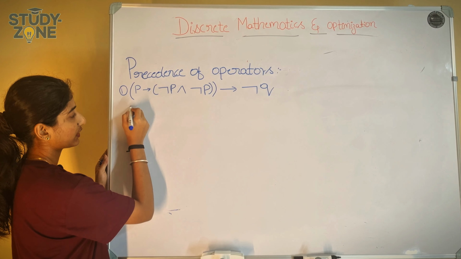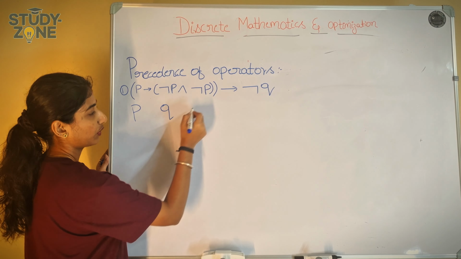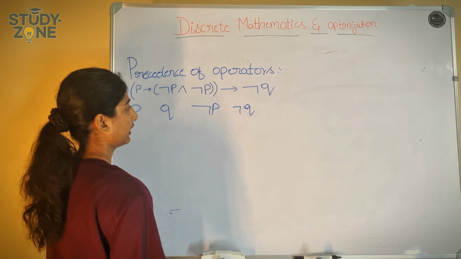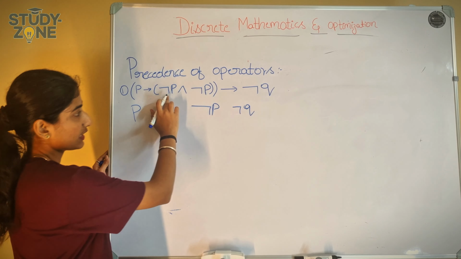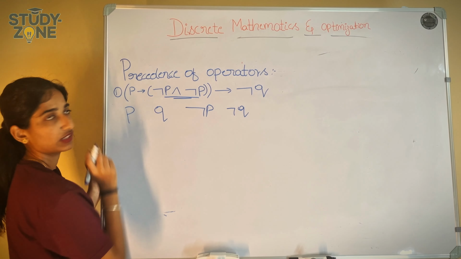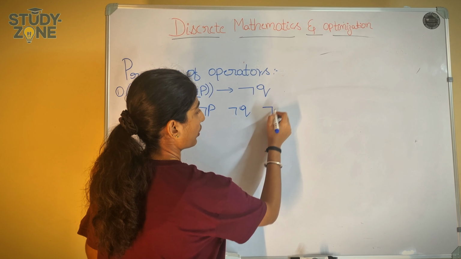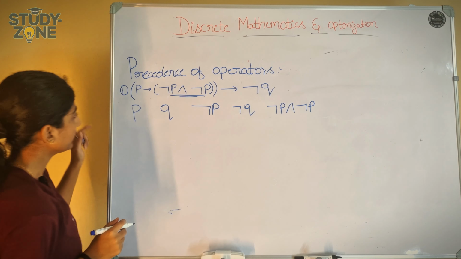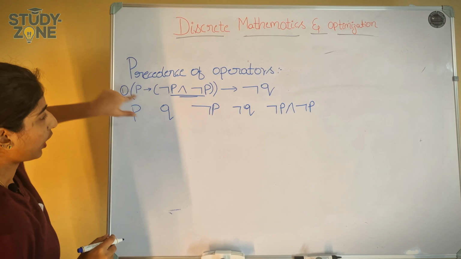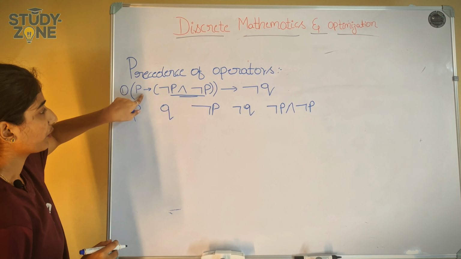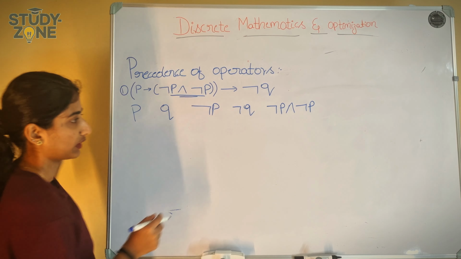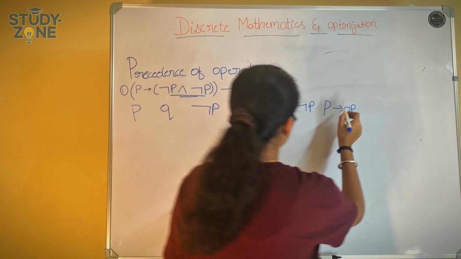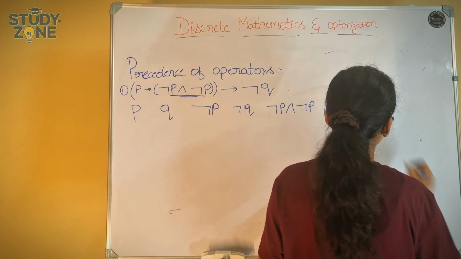So what you have to write: first P, and then Q, and then not P, and then not Q, correct? And then which is inside the bracket, we have to evaluate this first, right? So not P and not P, and then P, we have to evaluate the outer bracket item. So P implies not P and not P.